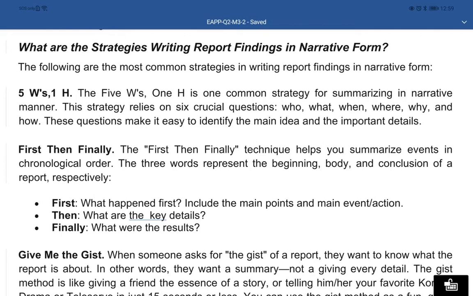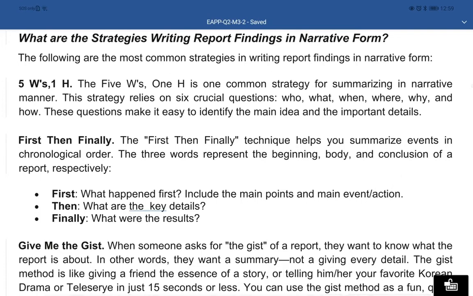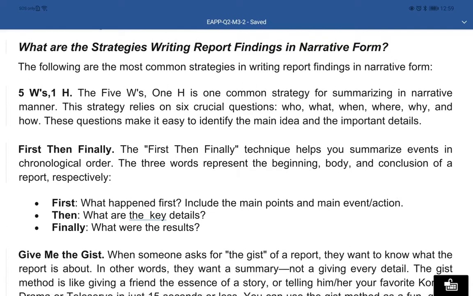First is the 5 W's 1H. Ito madaling-madali lang to. The 5 W's 1H is one common strategy for summarizing in narrative manner. This strategy relies on the 6 crucial questions. Ito lang yung sabihin, masagot mo lang itong mga questions na to, pwede mo nang masummarize. Halimbawa, who, what, when, where, why, and how. Okay? So, once you have answered these questions, pagduktong-duktongin mo lang yon, and that's the summary.